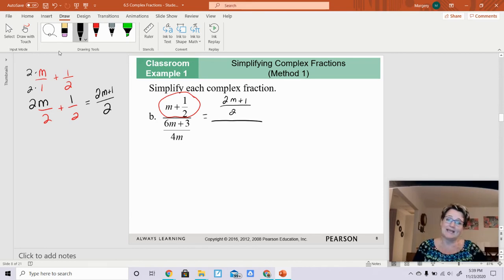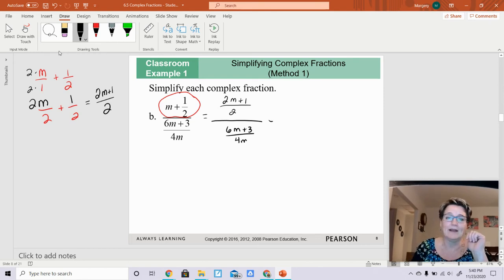So now I have to take care of the denominator. Well, the denominator is already done. I could actually factor it though. Well, I'm just going to leave it for right now. So that's going to be 6m plus 3 all over 4m. The reason why I didn't worry about factoring it now is because I know that they share a 3, but that doesn't help me with this on the denominator.